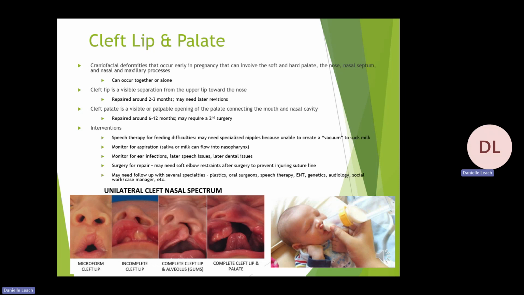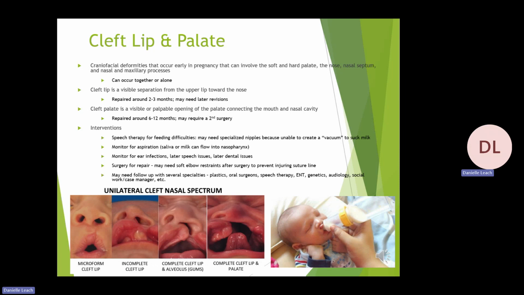The cleft palate you could think of as a hole in the roof of the baby's mouth. Again, you can't really see a picture of it on the slide, but it can be a problem for things like feeding. Those are not going to be as apparent when the baby is born, and it's not necessarily going to be seen on ultrasound.